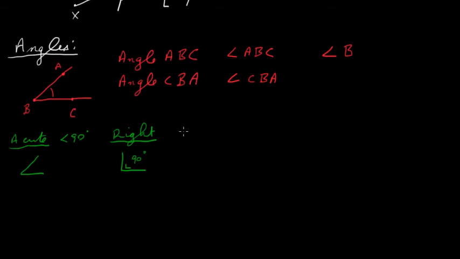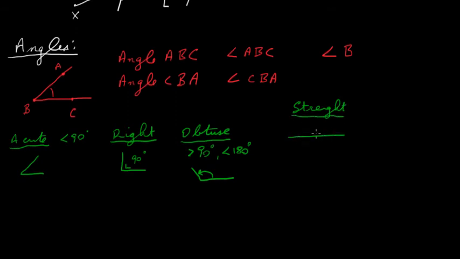The next one I want to look at is an obtuse angle. Now an obtuse angle will be greater than 90 degrees, and it's also going to be less than 180 degrees. So it'll look something like this here. So it'll go from there around to there. So that's your obtuse angle. A straight angle is just simply a straight line, if you like, and it goes from here around to here, and it is 180 degrees. That's your straight angle.